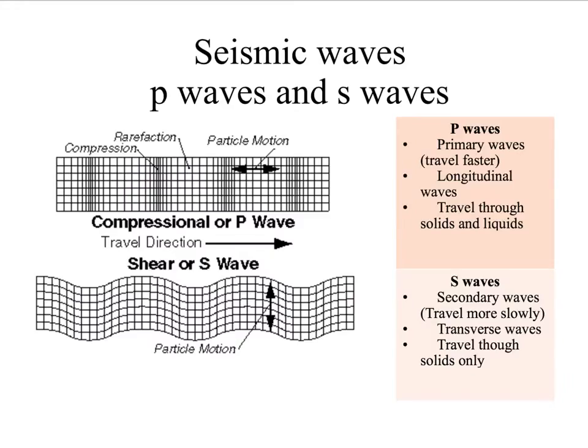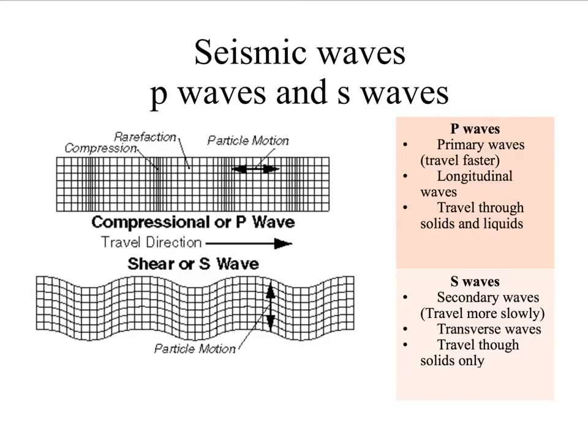As well as surface waves, there are two types of waves which actually travel through the centre of the earth or beneath the ground, the seismic waves. The two types of waves are called P waves and S waves, and we're going to look at some of their properties. We'll start with P waves. The P stands for primary waves.